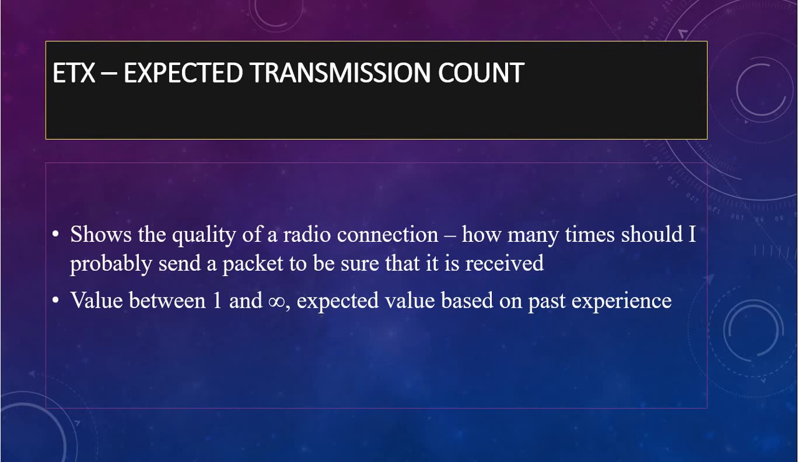ETX is expected to be as low as possible, because as the value of ETX increases, the amount of data which is sent will increase. We don't want that, because we want our data to be transmitted in a smaller bandwidth. If ETX increases, then high bandwidth will be used. That's why ETX is expected to be as low as possible. Its value is between 1 and infinity, expected value based on past experience. Its typical value is between 1 and infinity, that is, the minimum it can be is 1 and the maximum could go up to infinity as well.